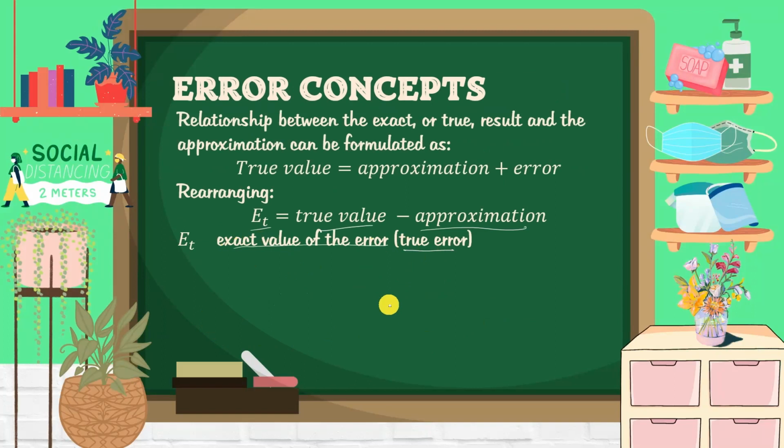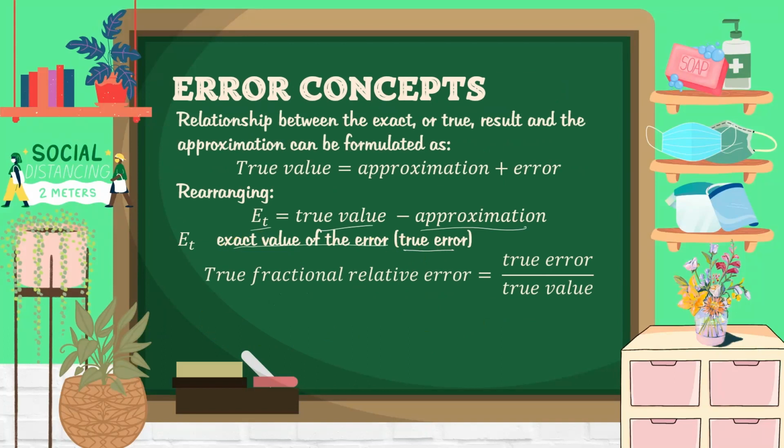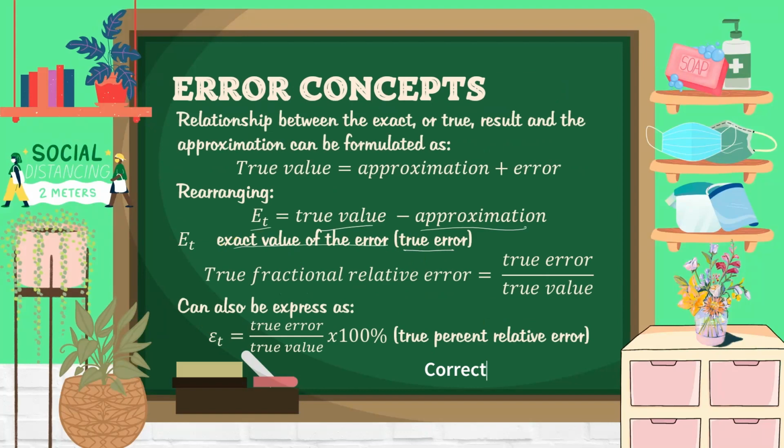One way to account for the magnitudes of the quantities being evaluated is to normalize the error to the true value, as in the true fractional relative error, which equals true error all over true value. The relative error can also be multiplied by 100 to express it as a percentage: epsilon sub t is equal to true error all over true value multiplied by 100%, which is called the true percent relative error.